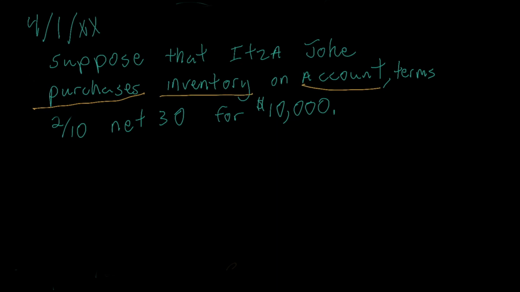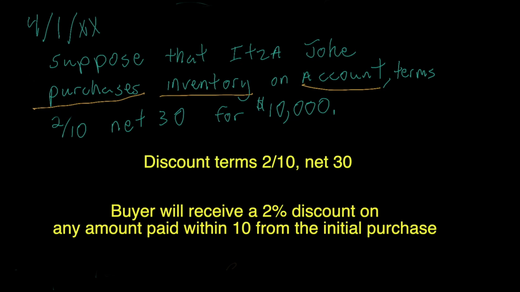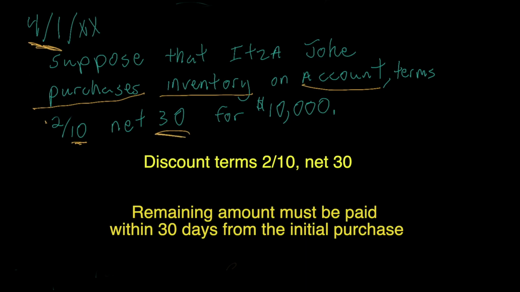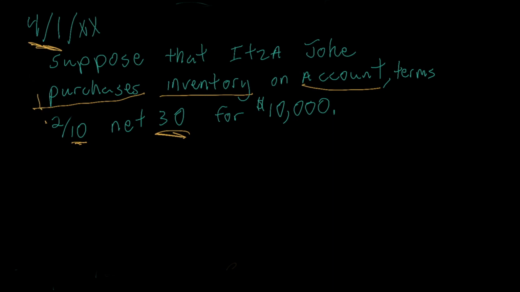Now, these discount terms are simply stating that we will receive a 2% discount if we pay within 10 days of April 1st, or we have to pay the remaining amount or the entire amount within 30 days of April 1st. So regardless of what amount that we pay, as long as it's within 10 days of today, we will receive a 2% discount. And with that being said, we already know we're on the purchasing side, and we're just simply recording a transaction of purchasing inventory.